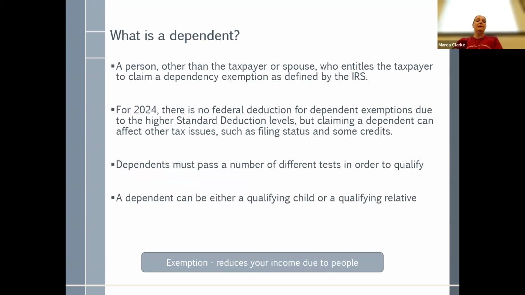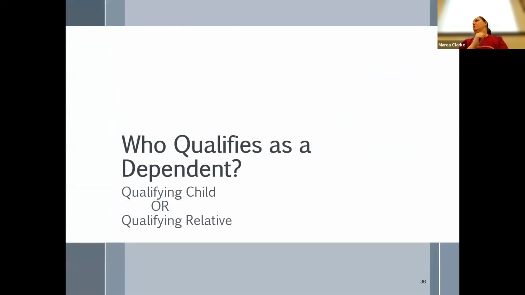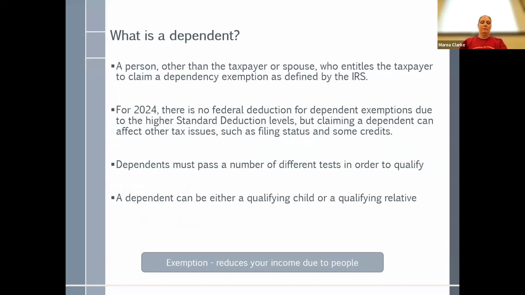Okay, let's talk about a dependent. A dependent is a person other than the taxpayer or a spouse who entitles the person to claim a dependency exemption as defined by the IRS. For 2024, by law that exemption is $0. But having a dependent can affect other tax issues such as filing status, head of household, qualifying surviving spouse. It can also affect your ability to claim some tax credits. A spouse is never going to be a dependent. Even if they are here on a dependent visa, for tax purposes they are never going to be a dependent. We get that question a lot.